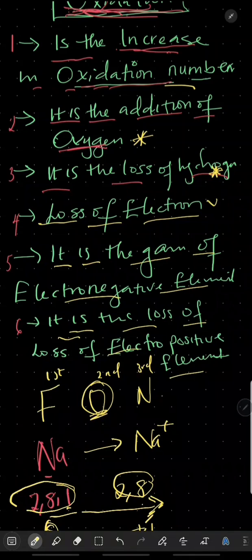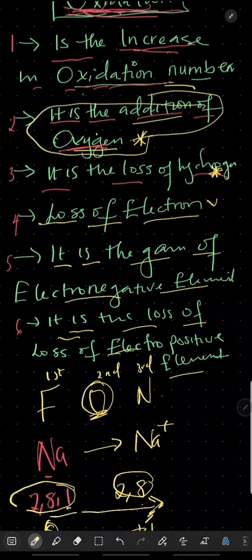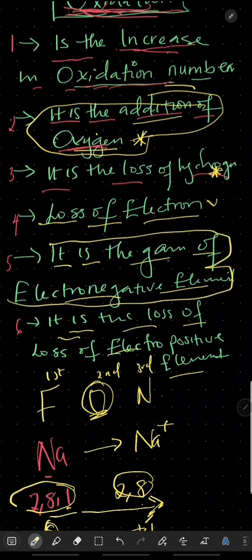So if oxidation is the addition of oxygen, and oxygen is an electronegative element, then this phrase is the same thing as saying that it is the gain of electronegative element. Why? It's just another way of saying that it's the gain of oxygen. And what is oxygen? Oxygen is the electronegative element.